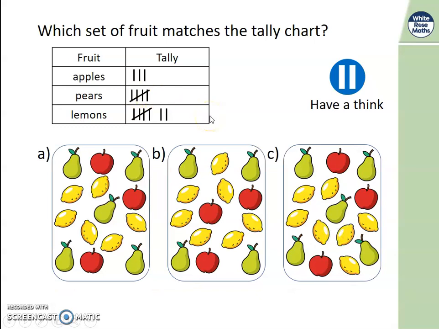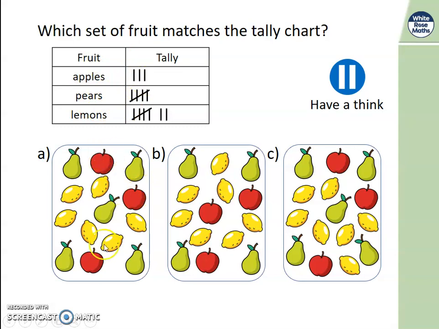Fantastic. So pause the video and have a look and see which picture is represented by this tally chart. So you need to count how many apples there are, how many pears, how many lemons, and see which picture represents the correct one. Well done everybody, so let's see how much fruit we have with this tally chart. So how many apples do we have?